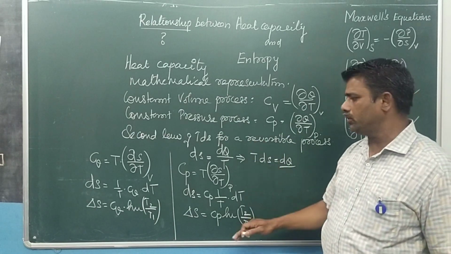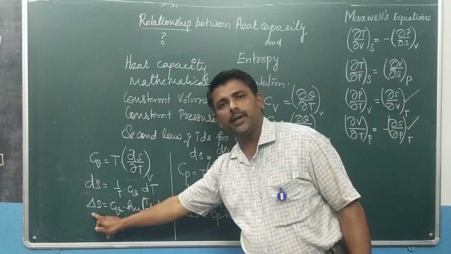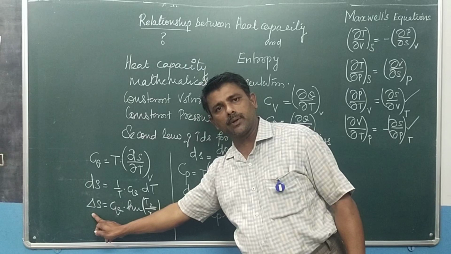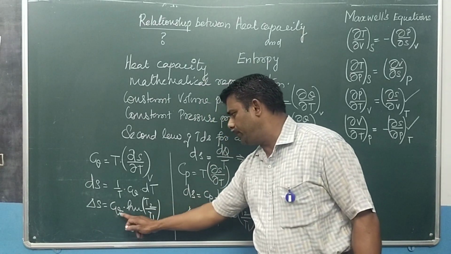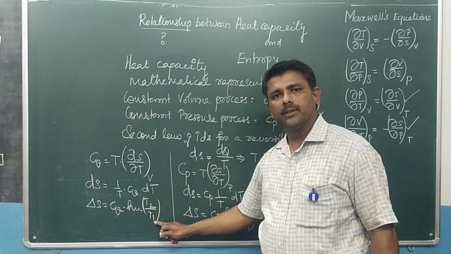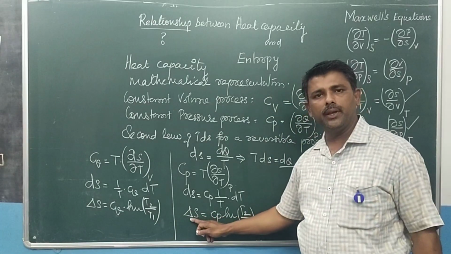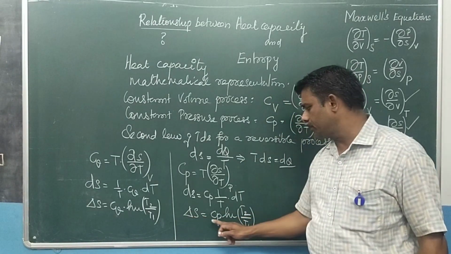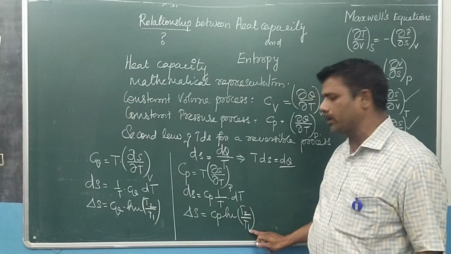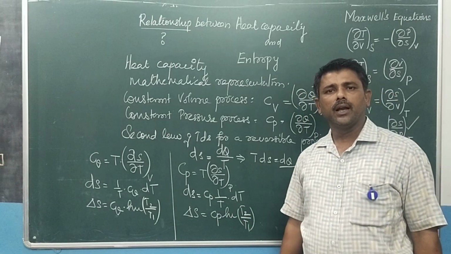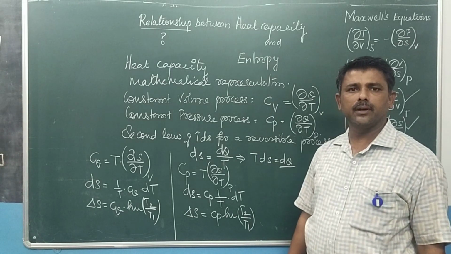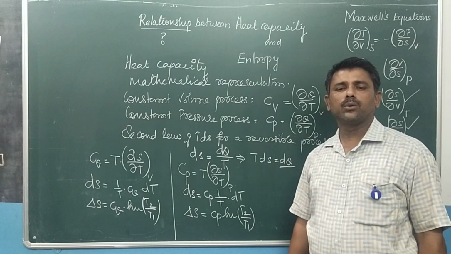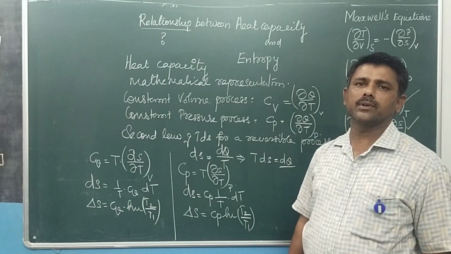Finally, this equation gives the change in entropy in a constant volume process under reversible conditions. It is Cv ln T2 by T1. Similarly, the change in entropy for a constant pressure process under reversible conditions, ΔS, is equal to Cp into ln T2 by T1. These equations are highly useful in estimating changes in entropy at two different temperatures under reversible conditions.